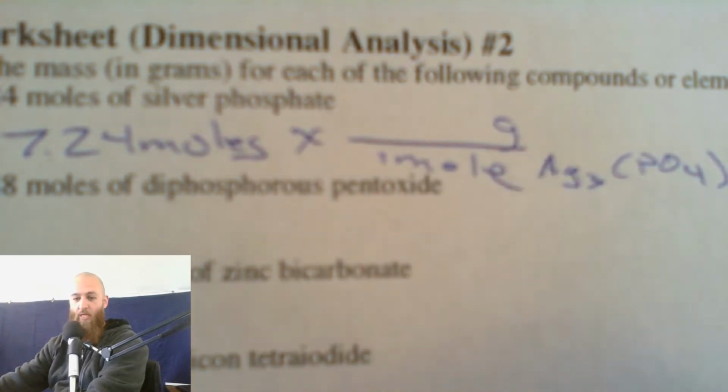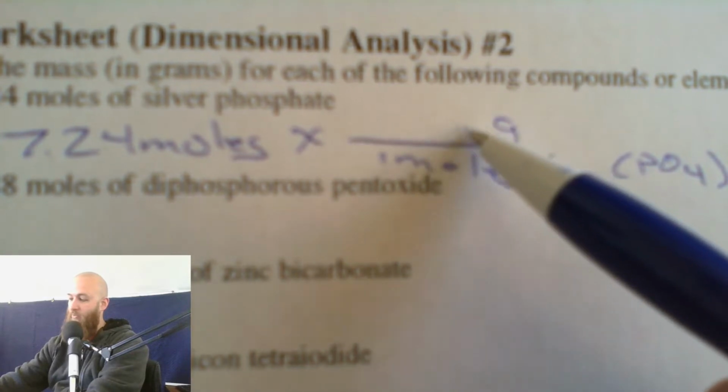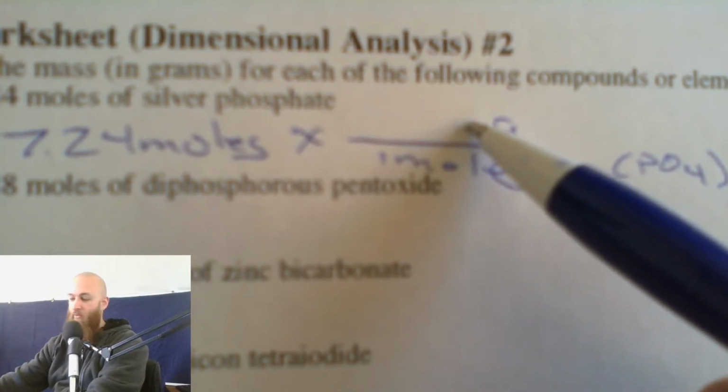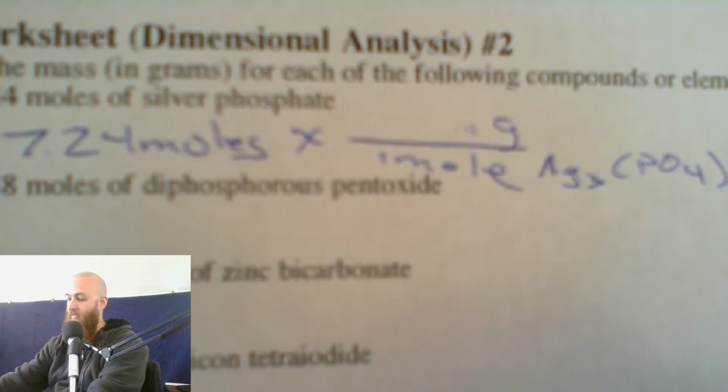And then you just multiply across, you get your answer. So whatever this comes out to be, you get that from the table, and that's how you get your answer. That's the setup on that one.